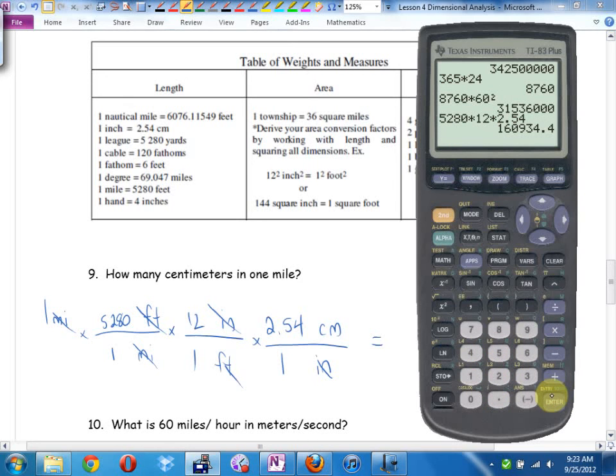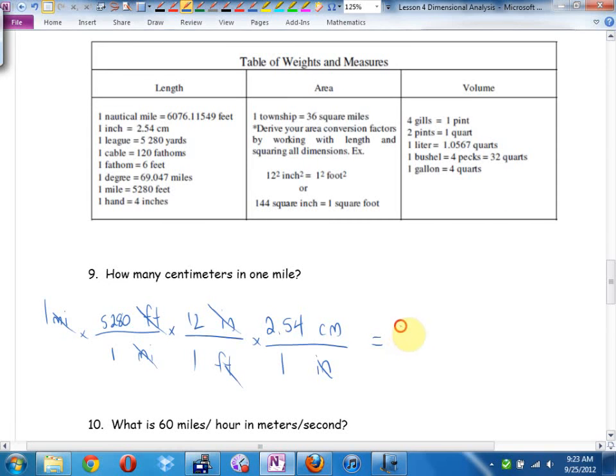Do you get 160,934.4? 160,934.4 units, inches. No, centimeters, Mr. Duick, centimeters, centimeters.